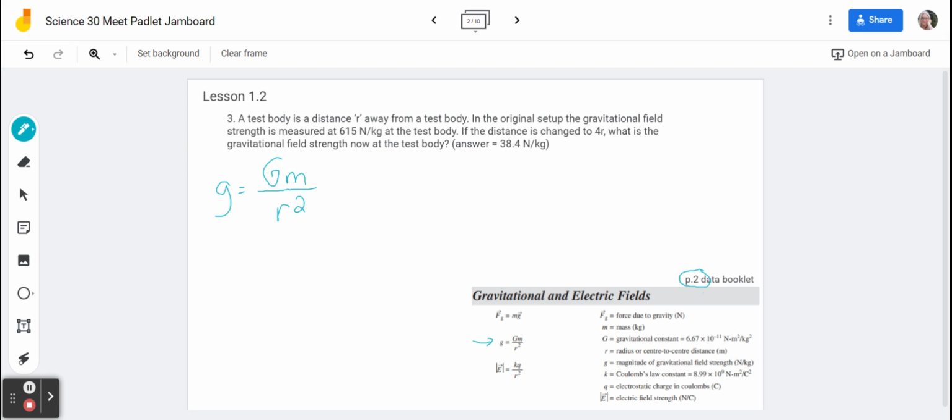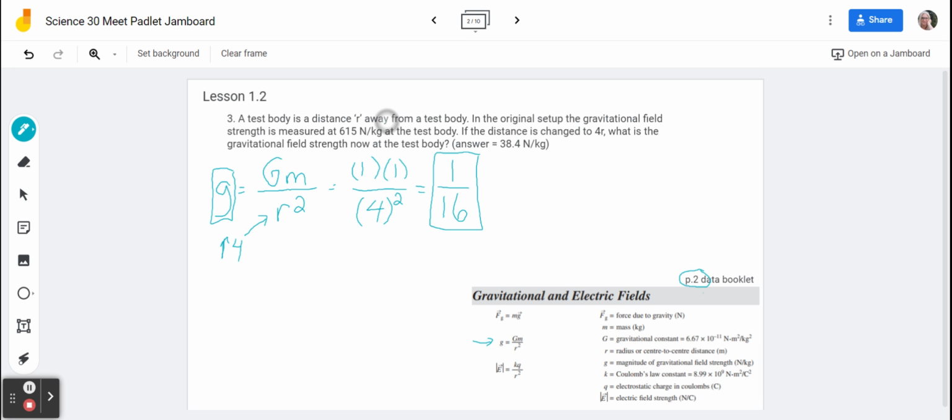All right, so what we're going to do is figure out what factor the field is going to change by if our r increases by 4. So we're going to assume everything is 1 except for our r, and we're going to see what happens to g, to the factor here. So we're going to put a 1 in for G, a 1 in for mass, and then we're going to put a 4 in for the r. And remember, r is always squared. So if we work this out, the top becomes 1 times 1, which is just 1. The bottom becomes 4 squared, which is 16. So this tells us that the gravitational field strength has changed by a factor of 1/16.